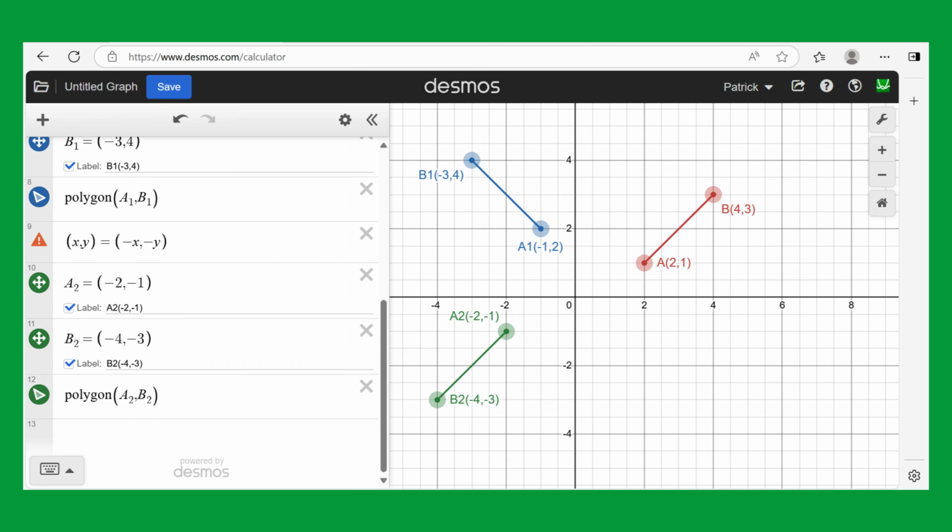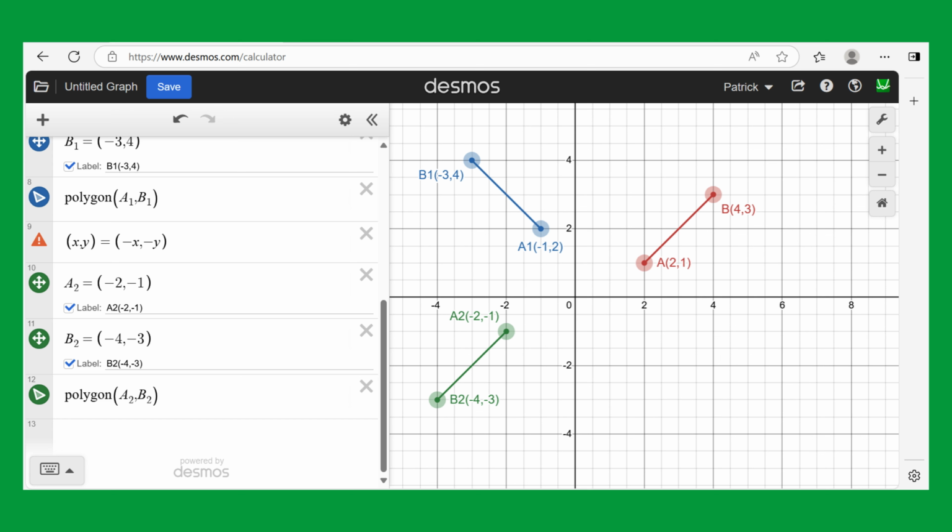Let us now continue exploring the rotation rules, this time for 180 degrees and 270 degrees counterclockwise rotations, using the same line segment AB, with A at (2, 1) and B at (4, 3). First, 180 degrees counterclockwise rotation. The rule is, (x, y) becomes (-x, -y). Apply this to both points.